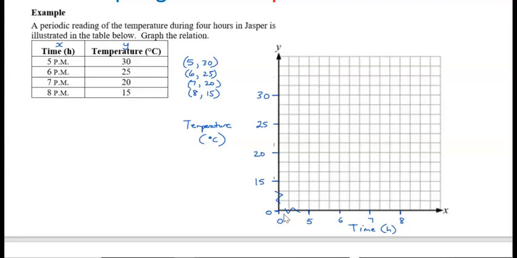I'm going to put in that at 5 o'clock the temperature was 30 degrees. At 6 o'clock it was 25 degrees. At 7 o'clock it was 20 degrees. And at 8 o'clock it was 15 degrees. And now I can draw my graph, draw my line. This is a downward slope because the temperature is going down as the time is going outwards. Lastly, I can give a title, Temperatures in Jasper. And in the next video, we'll go deeper into graphing relations.